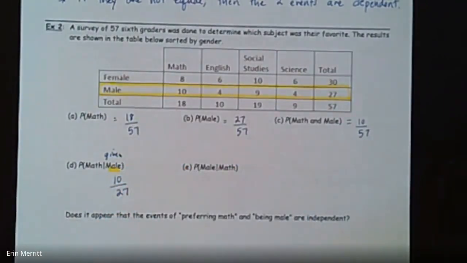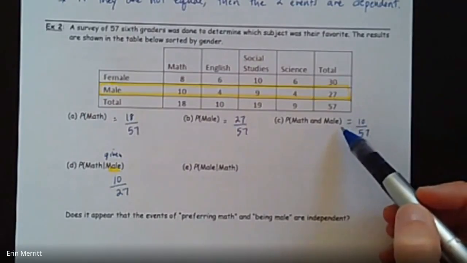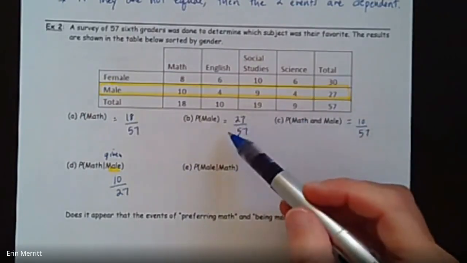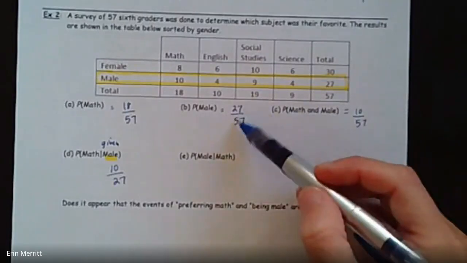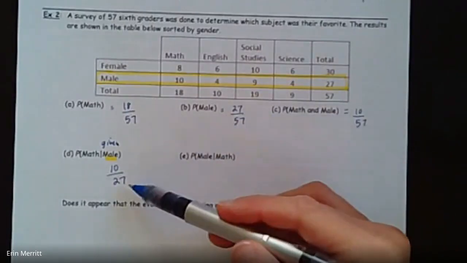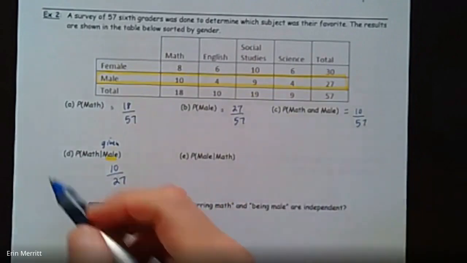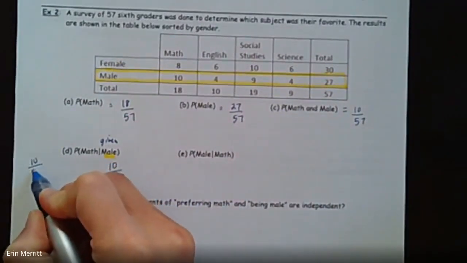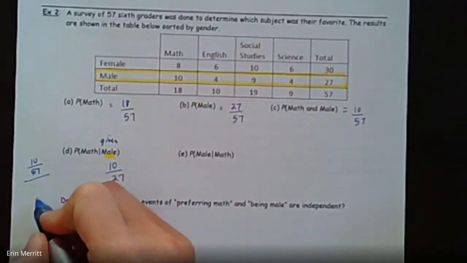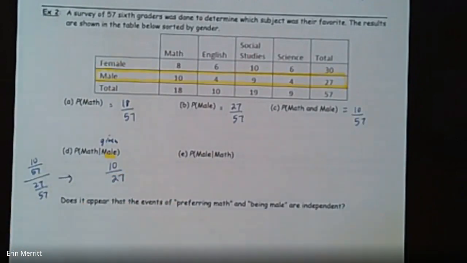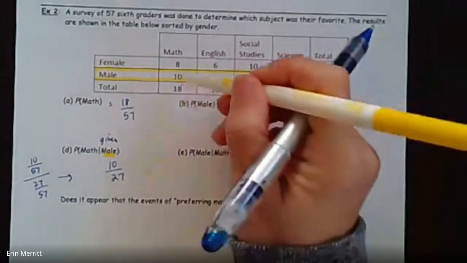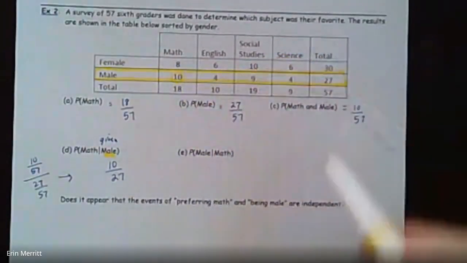So you could have done the probability of both divided by the probability that they're male, but look at what would have happened. You would have had 10 out of 57 over 27 out of 57, and that would be 10 over 27 right there. So I can put that off to the side. That's the both divided by the probability that they're male, but ta-da, that's going to give me the same thing just by looking at the overlap out of the total number of guys.